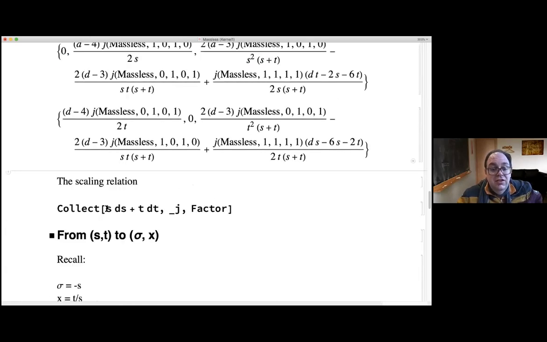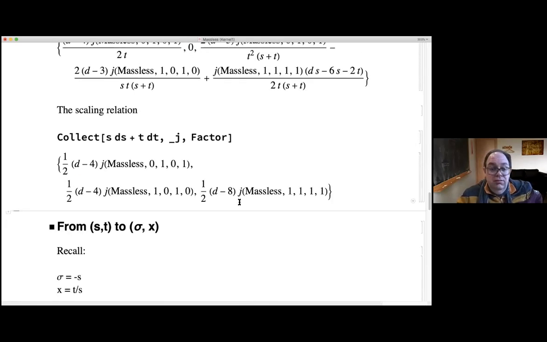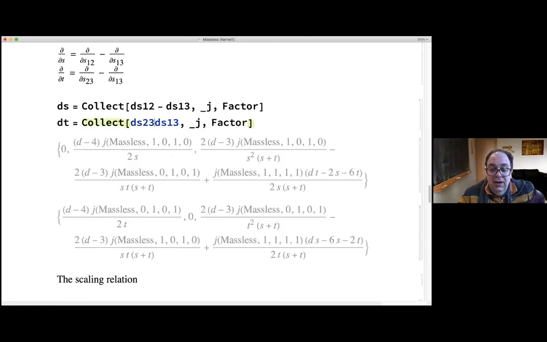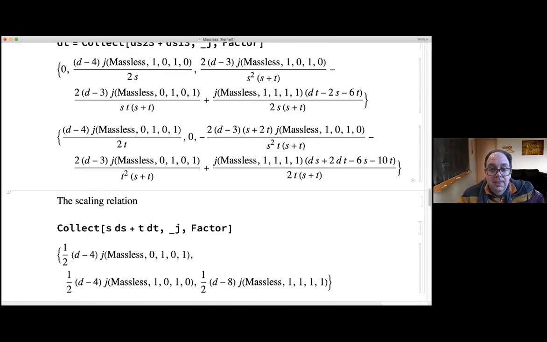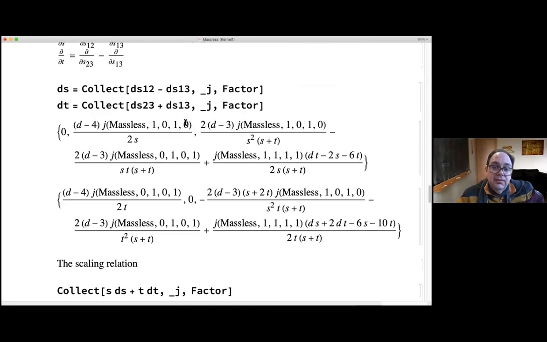The scaling relation should be S, derivative with respect to S, plus T, derivative with respect to T. Should act trivially. This is a good check that I'm doing the right thing, that I did not make a mistake. Because if, for example, I put a plus sign here, that would be the wrong change of variable. Now you see this fails. So it's a strong check that I'm doing the right thing.